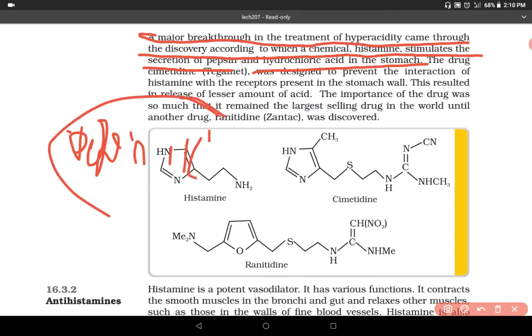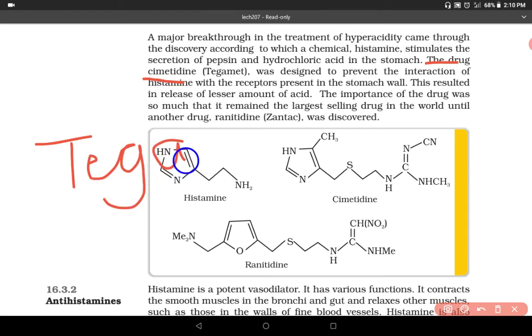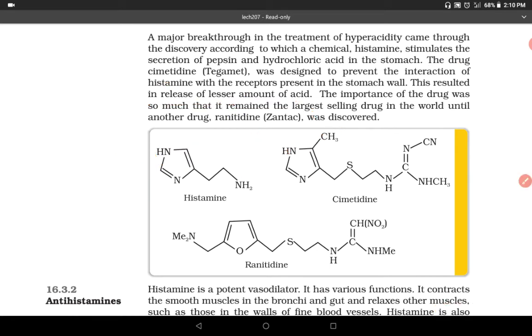This was known to the scientists and they investigated, and the drug cimetidine, Tagamet, was developed. Tagamet or cimetidine is the better word to remember. Tagamet was designed to prevent the interaction of histamine with the receptors present in the stomach wall. This resulted in the release of a lesser amount of acid. The importance of the drug was so much that it remained the largest selling drug in the world until another drug.